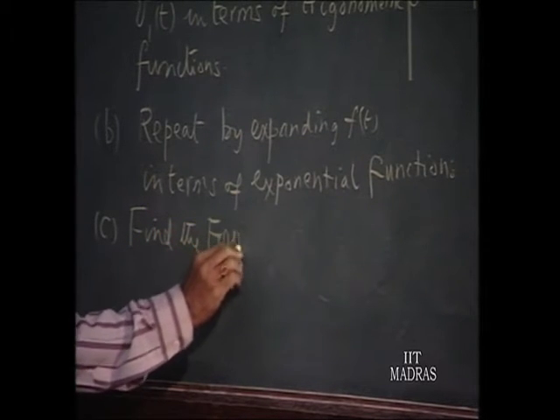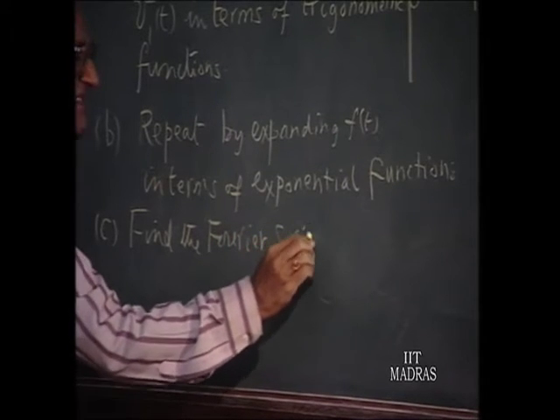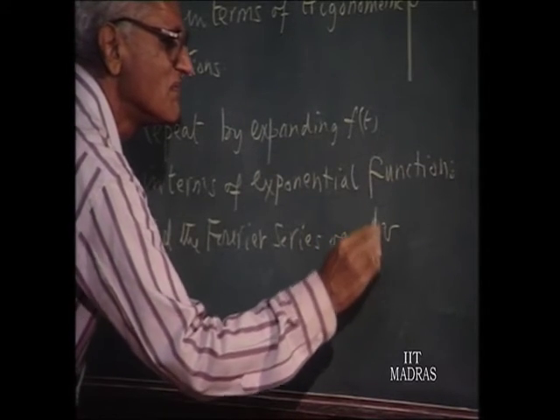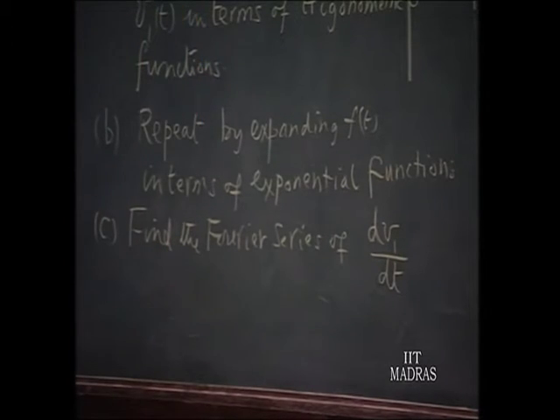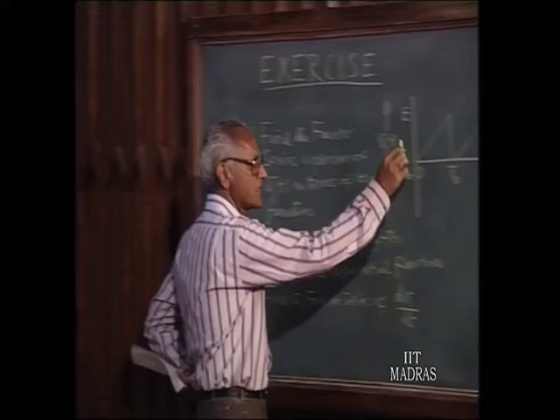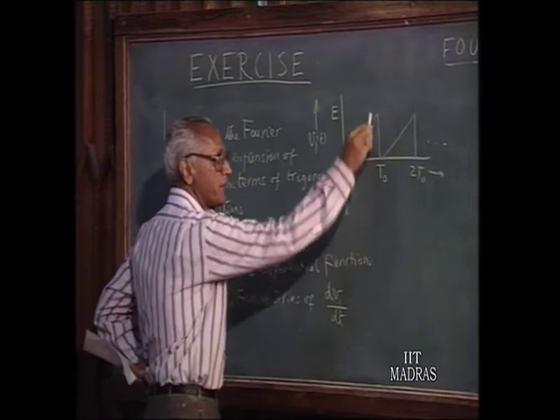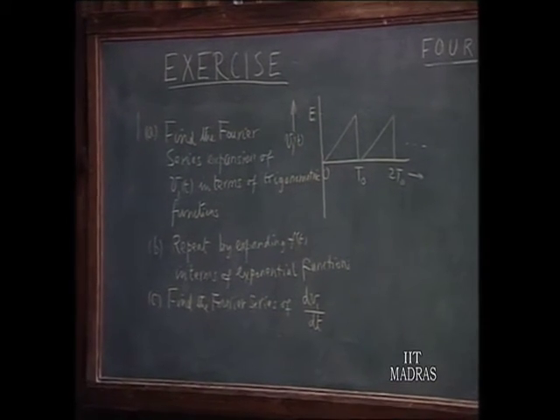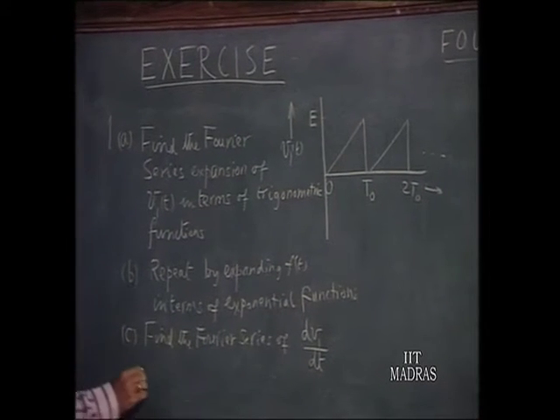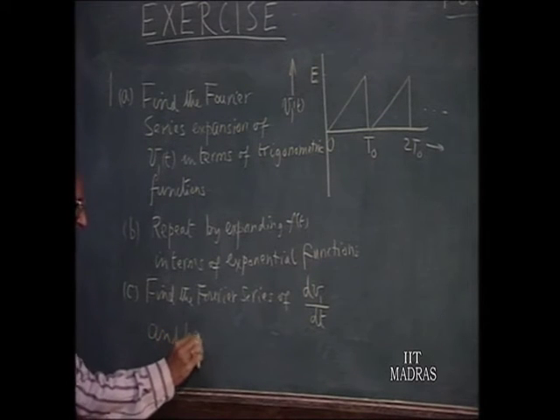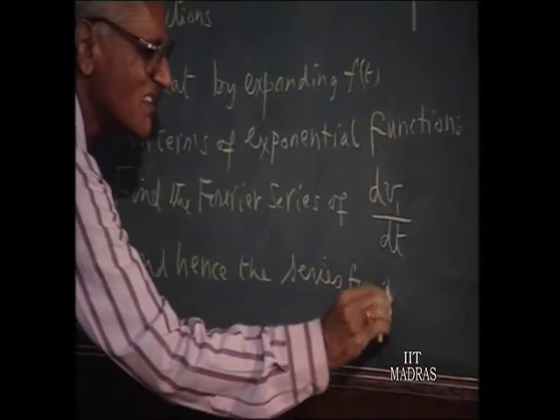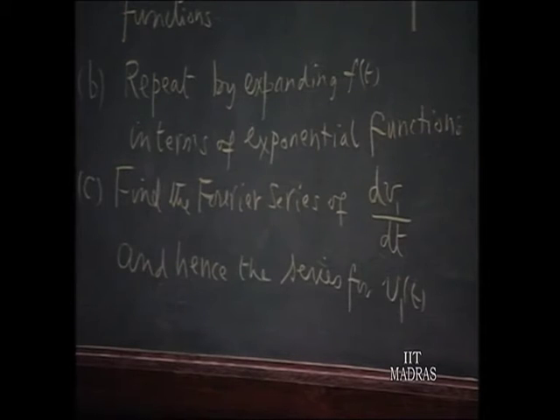C, find the Fourier series of the derivative of this function, dV1 by dt. So, once you take the derivative, you would observe the slope is constant here and constant here, but at this point you have impulses because there is a sudden jump from E to 0. So, you will also have impulses to deal with. Find the Fourier series of dV1 by dt, and hence the series for V1 of t. So, you find the Fourier series of V1 of t by 3 different methods.